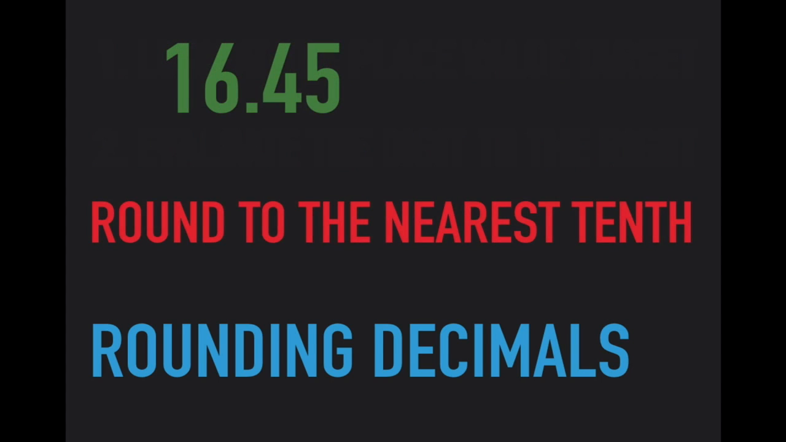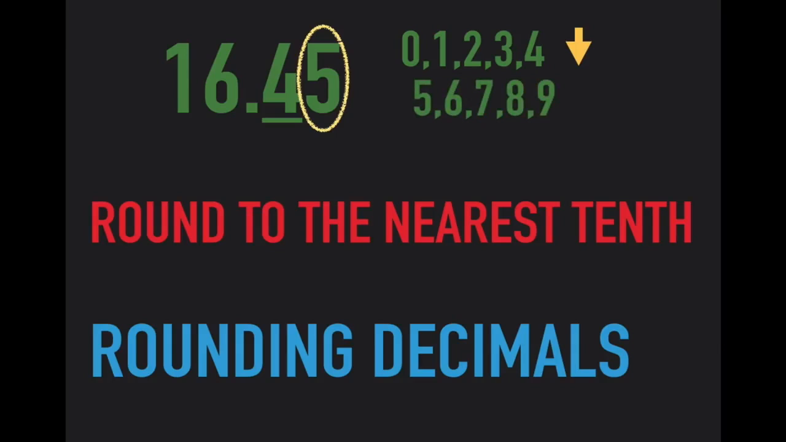So here I am. I've got 16.45. I'm rounding to the nearest tenth. The way I've taught the students is to underline the target. So let's say we're underlining the tenths number, it's a 4, and then we're going to circle the number that we're going to evaluate. Now, when you're evaluating, if it's 0, 1, 2, 3, or 4, you're going to end up rounding down. And if it's 5, 6, 7, 8, or 9, we're going to round up, and what you do is you add 1.